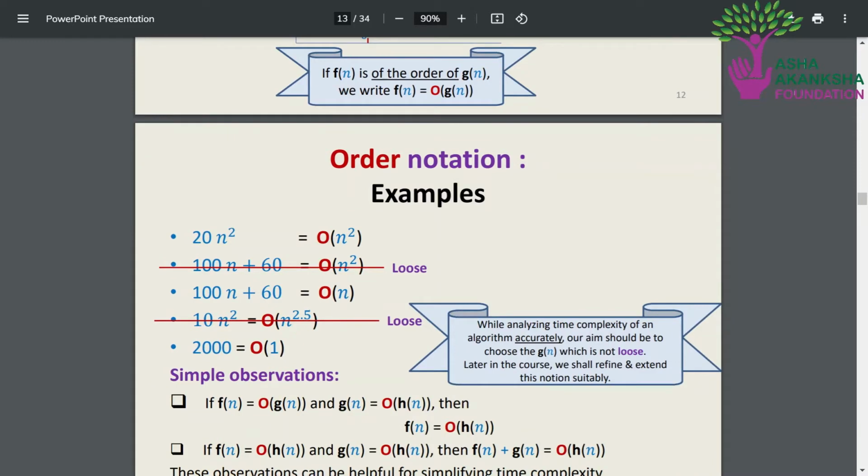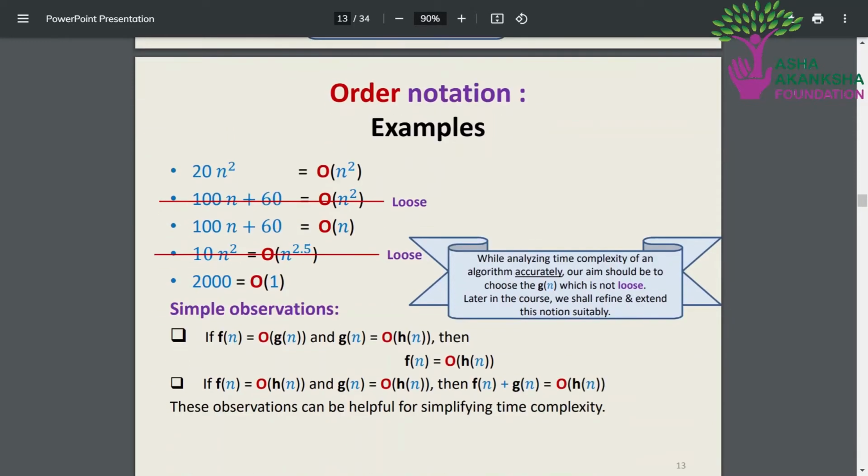We will look at order notation with the help of some examples. If we are given 20n square, as we have seen, multiplication or addition of any constant doesn't make any difference to time complexity, because it is an asymptotic analysis. So we say that the time complexity of this algorithm, 20n square, is order of n square, because n square is the highest order term here. And we can also say that the time complexity of 100n plus 60 is order of n square, but this is a very loose approximation.